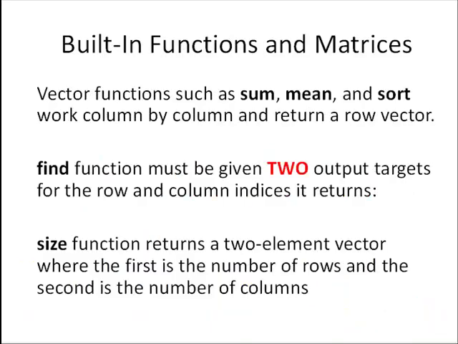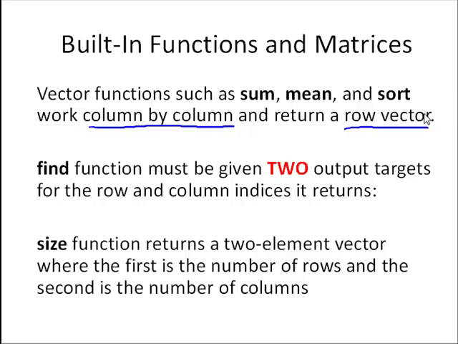Built-in functions, there's a few built-in functions that are useful for matrices. The vector functions we talked about when we were talking about vectors, such as sum, mean, and sort. These functions work column by column when the argument is a matrix and the result is a row vector. So for example, if you took the sum of a 3 by 3 matrix, the result would be a row vector that's 3 elements long, and each of those elements would be the sum of each column in the input.